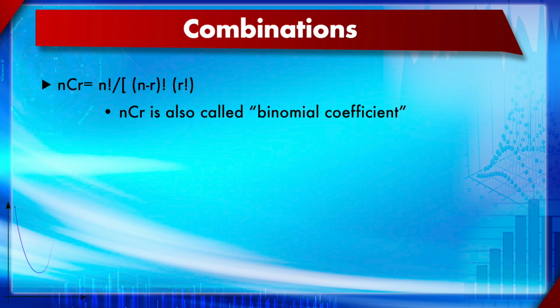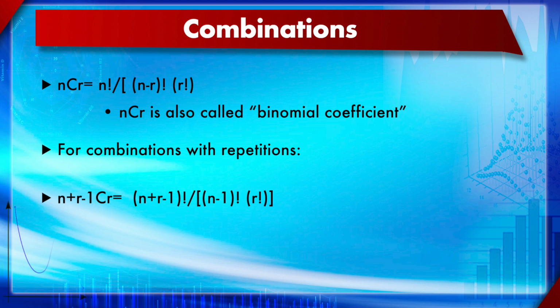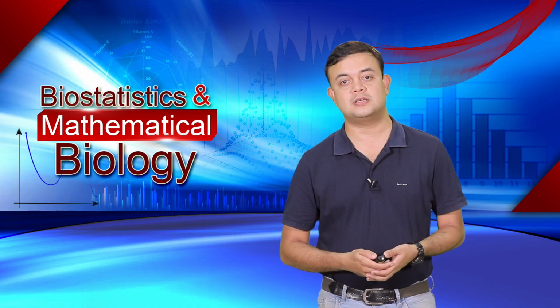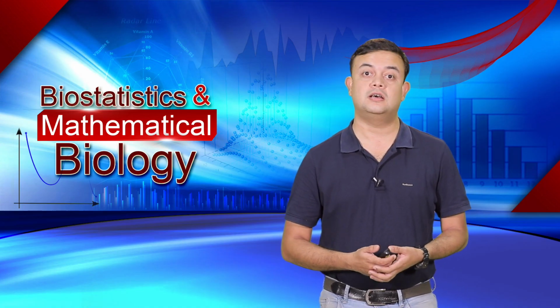Here it is combination. The nCr is also known as the binomial coefficient because that is also used in our binomial equation, which we have already seen. So the same combination formula is being used in the binomial as well as for solving combination problems. For combinations with repetition, the formula is a little bit tricky, but still intuitive. It is n plus r minus 1 C r, that is the beauty of it, which is equal to n plus r minus 1 factorial divided by n minus 1 factorial multiplied by r factorial. So that is the formula for combinations with repetitions.